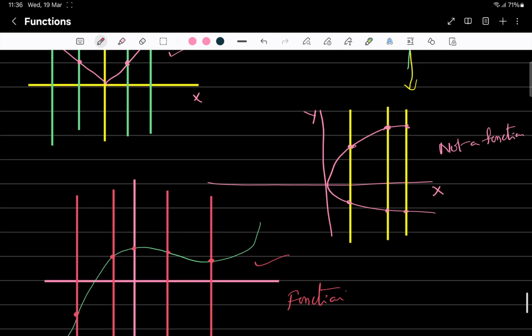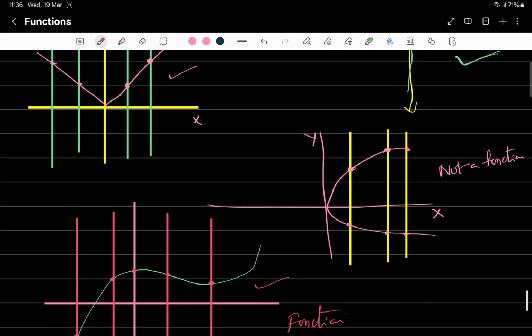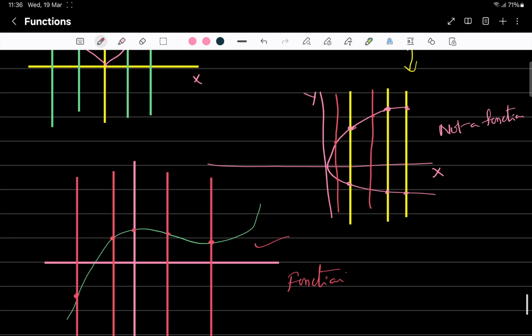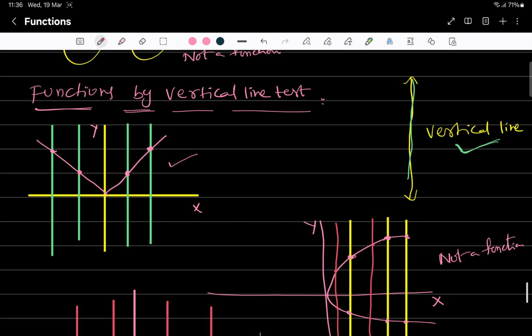Just draw vertical line anywhere. I am telling you, not only this place, you can draw anywhere. Check how many places it is crossing. If it is crossing only one place, then it is a function. If it is crossing more than one place, then it is not a function. Okay. So verifying the given function using vertical line. So vertical line means like this. This is a y-axis. So this line is called vertical line.